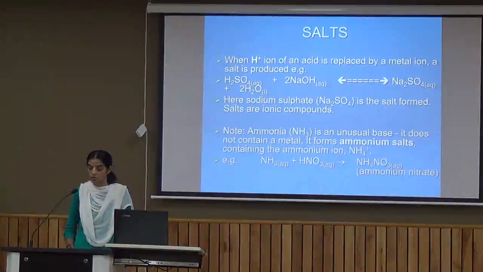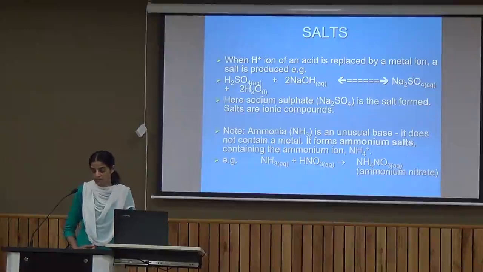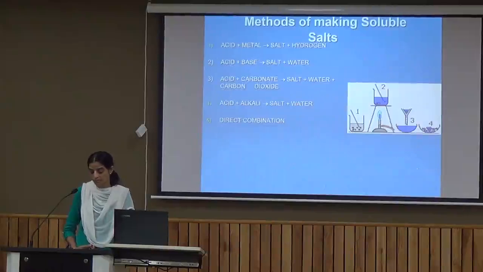Then we have salts. We have discussed acids and bases in detail. Now we have to see salts in detail. When the hydrogen ion of an acid is replaced by a metal ion, a salt is produced. Let us see the example. Sodium hydroxide reacts with sulfuric acid to form the salt sodium sulfate. Along with it, water is produced. Similarly, ammonia reacts with nitric acid to form ammonium salts. In this case, ammonium nitrate is formed. So ammonia is also a base.